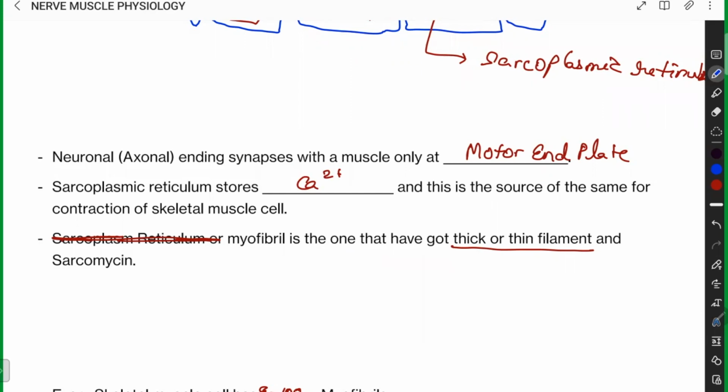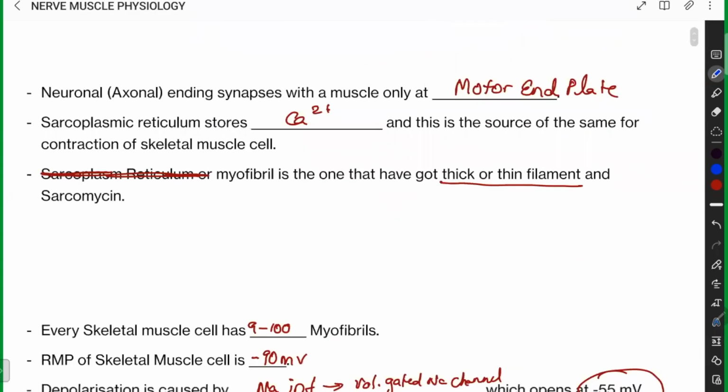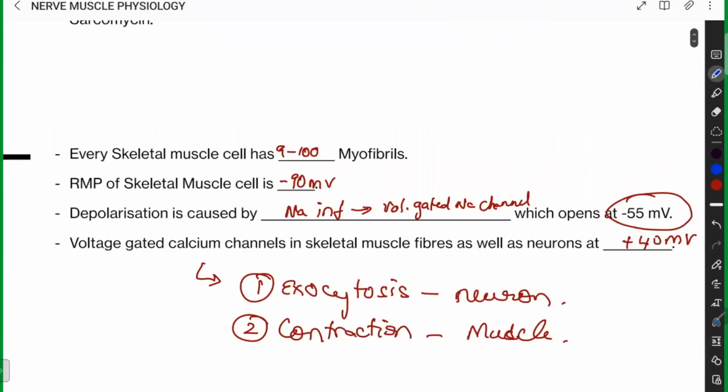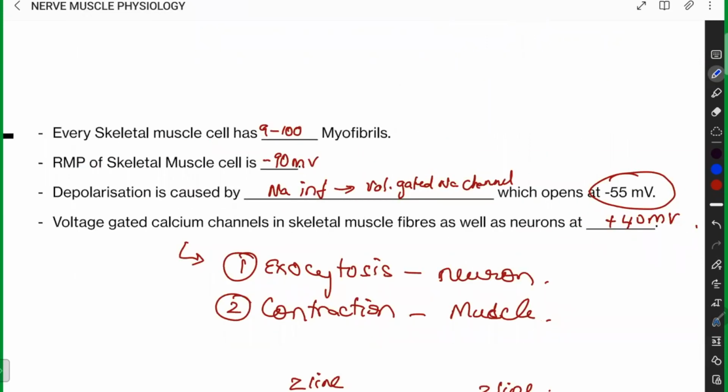So you have a skeletal muscle cell. These muscle cells are going to be containing 9 to 100 myofibrils. And the resting membrane potential of a skeletal muscle is going to be minus 90 millivolt. As I told you already in your general physiology, they are going to be depolarized by sodium channels. They are going to be excited by sodium influx, which is gated by the voltage gated sodium channels, which are going to be opening at a subthreshold, that is minus 55 millivolt.